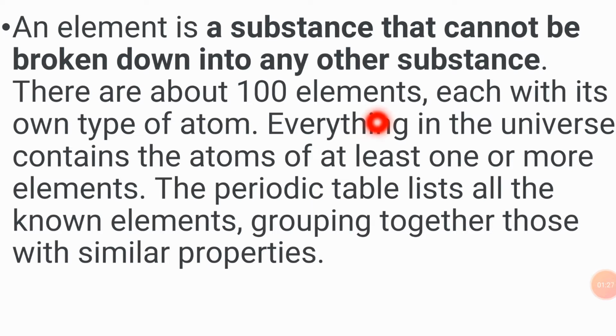There are about 100 elements, each with its own type of atom. Everything in the universe contains the atoms of at least one or more elements. The periodic table lists all the known elements, grouping together those with similar properties. Elements are arranged in the periodic table in vertical columns, which are the groups, and the horizontal rows are called the periods.